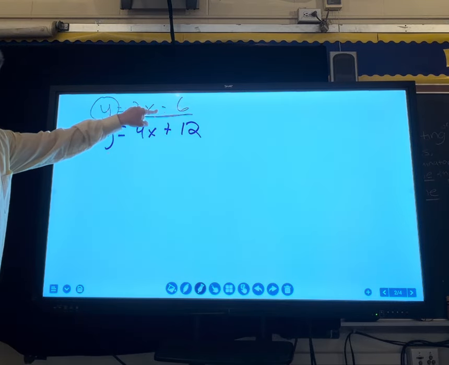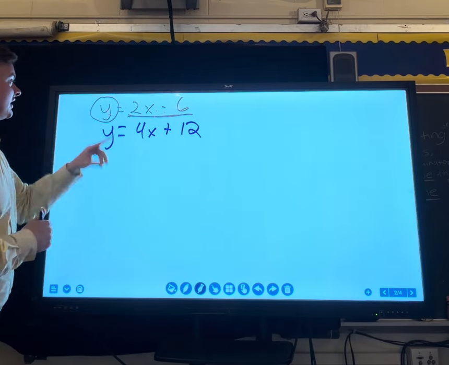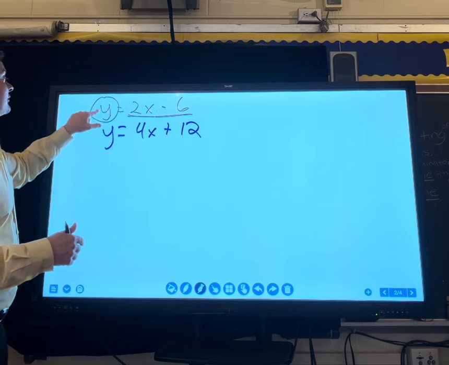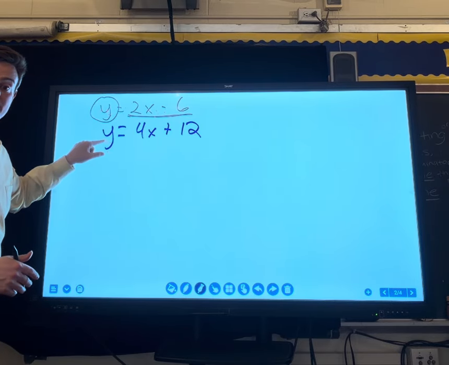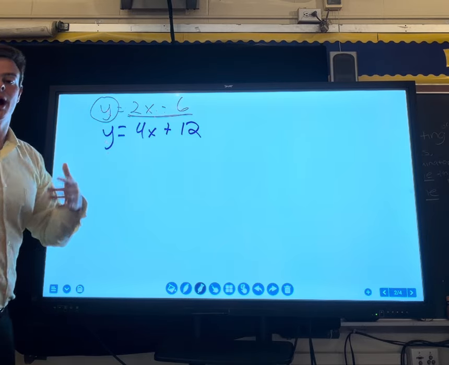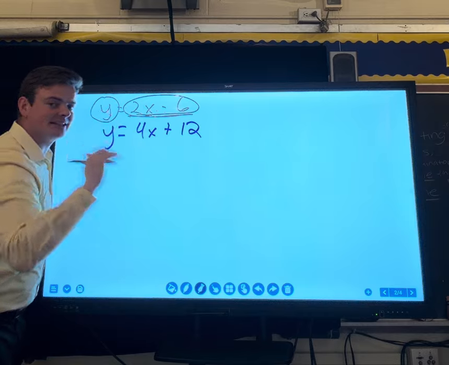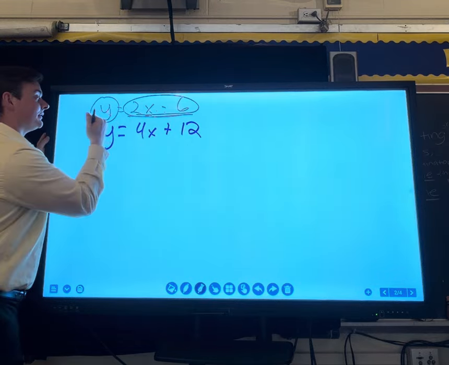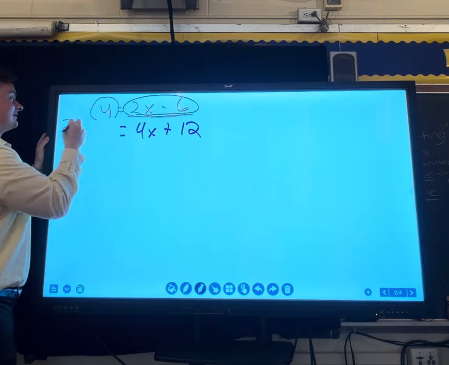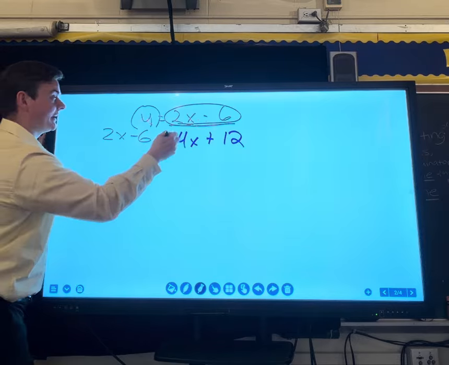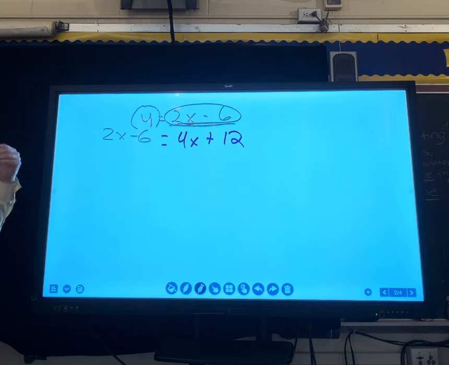Y is this. Cool. Just like if y is 5. If I told you y is 5, you would plug in a 5 here. If I told you y is 10, you plug in a 10 here. However, it's a little more complicated. I'm telling you y is this. But it's the same exact thing. I can replace this y with this. Right? All I did was just physically erase that y and put what y was equal to.